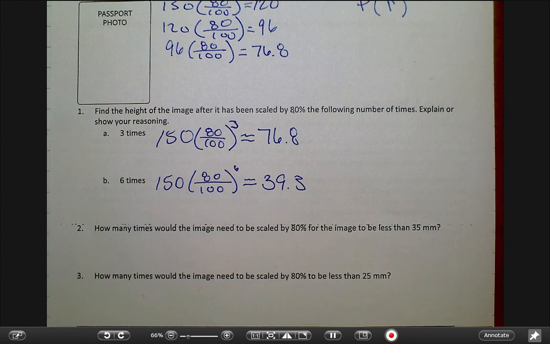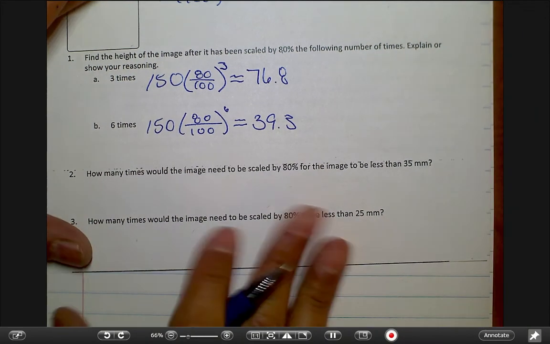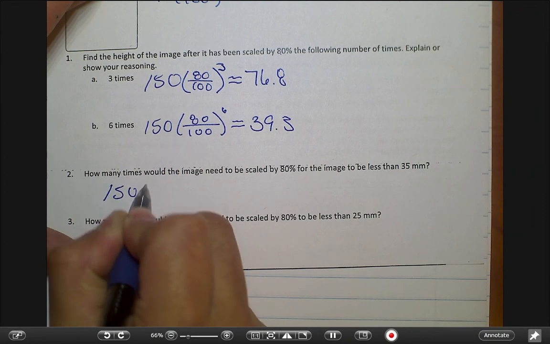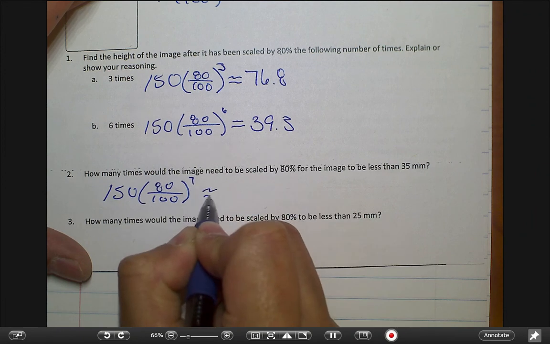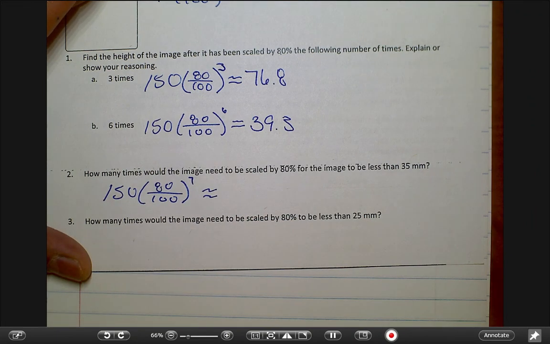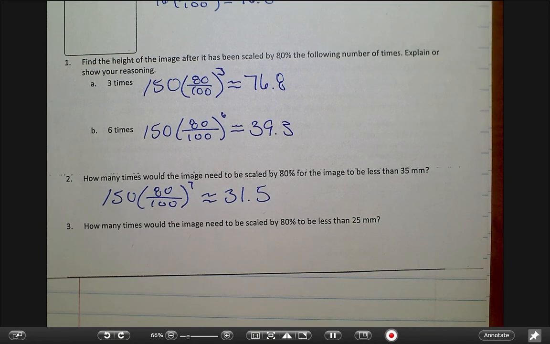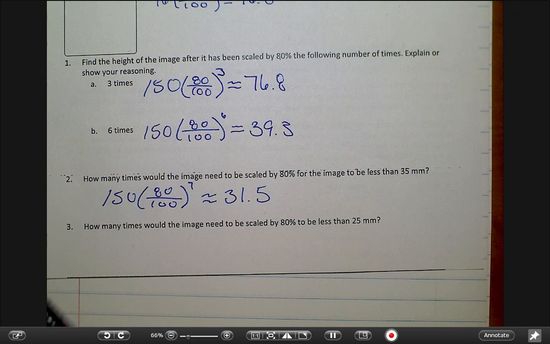Let's see what it is, because some people are already yelling 7. So 150 times 80 over 100 to the 7th. It gives me what? 31.5? There we go. So this one right here is between my 35 and 25, right? Go show 'em. Yeah. It's like the cat in the hat there. A little bit too tall.